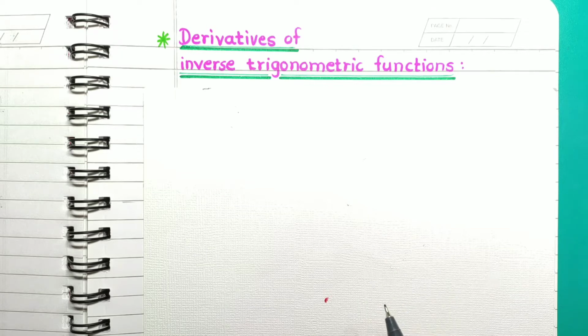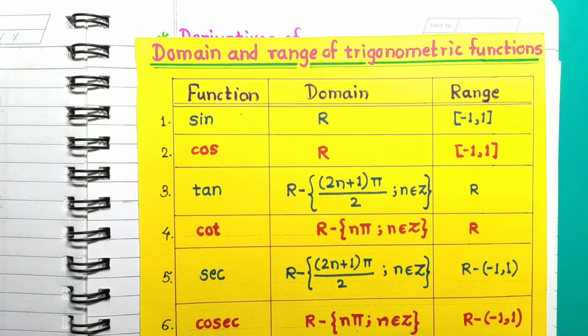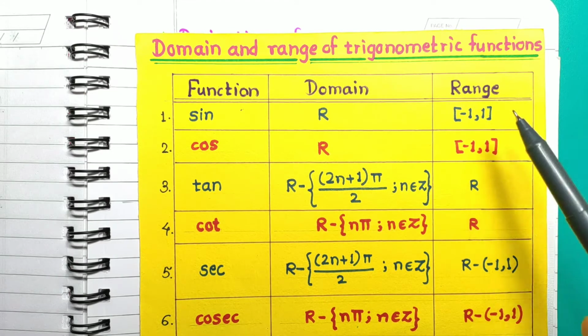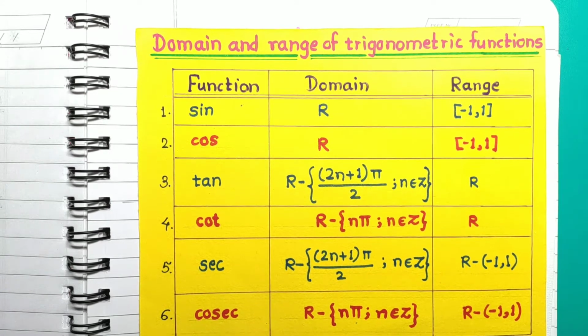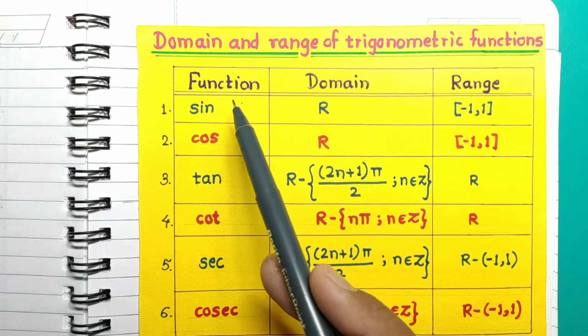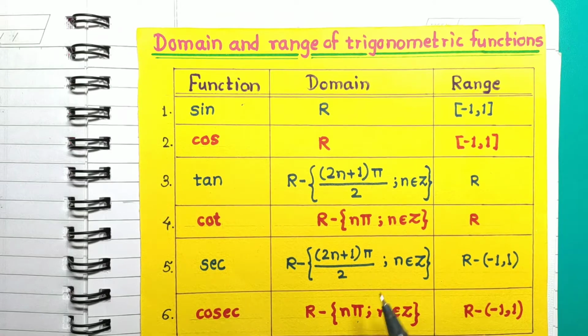Let's revise the range and domain of trigonometric functions. I have summarized them in this table. You observe this table properly. See, these are trigonometric functions: sine, cos, tan, cot, sec and cosec, their respective domains and ranges. Now, inverse functions of these trigonometric functions are called inverse trigonometric functions or inverse circular functions.